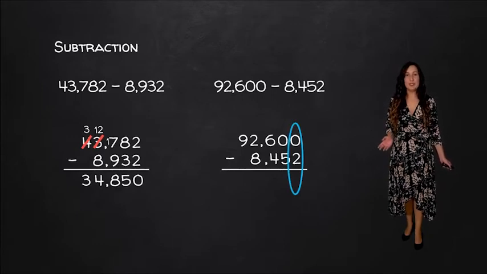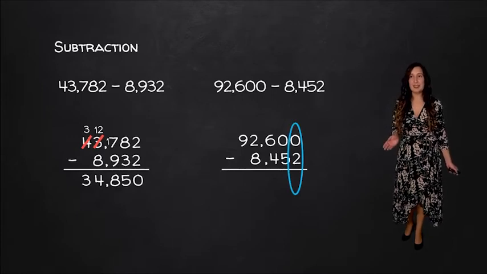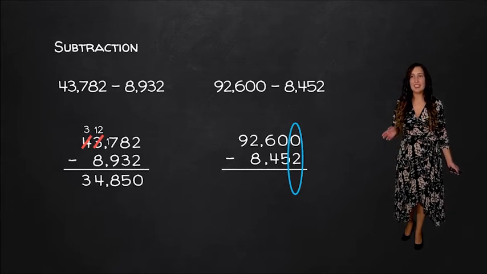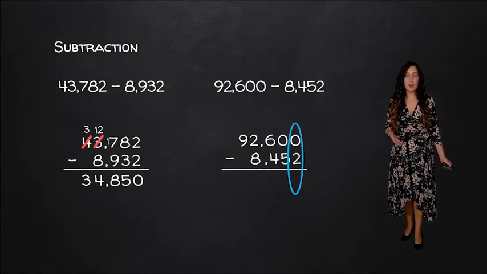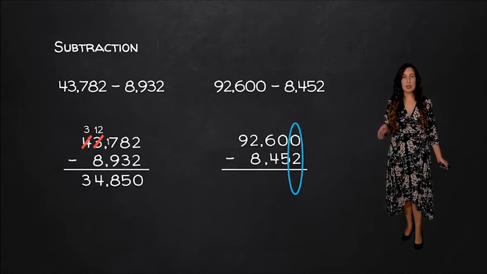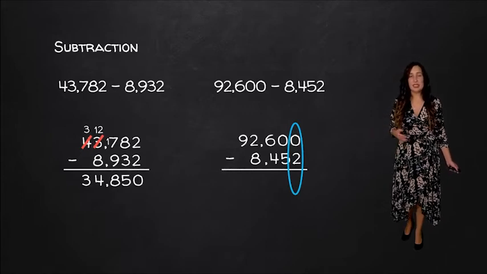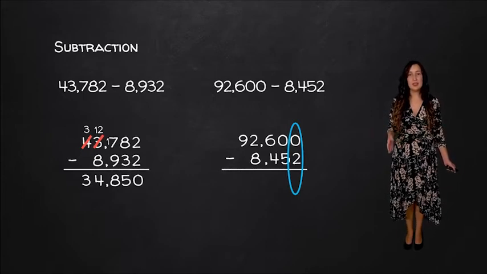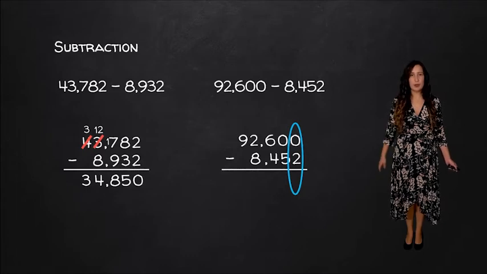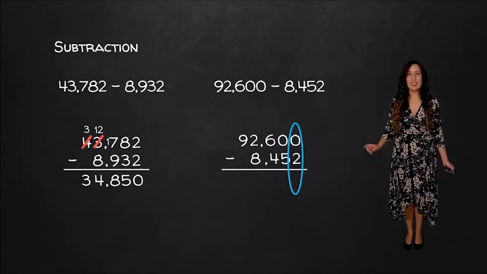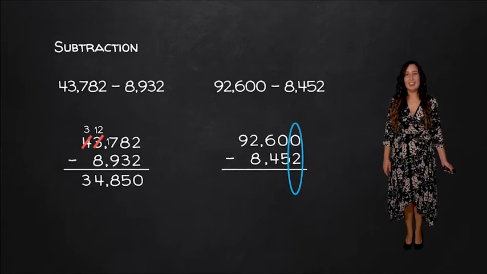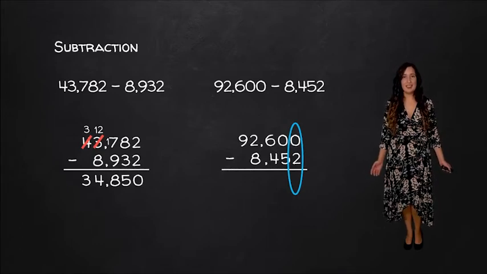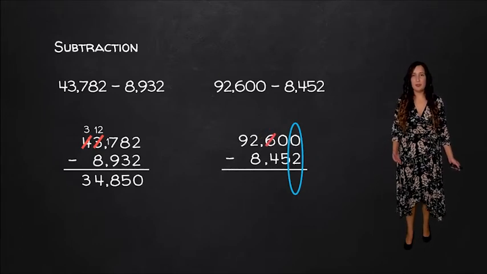In our ones place value, we have 0 minus 2. And here, we're going to have to borrow. However, if we're going to try borrowing from the tens place, notice that there's a 0 there. So we're not able to borrow from the tens place, so we're going to have to look at the hundreds place. And in the hundreds place, we have a 6, and so we're able to borrow from there.